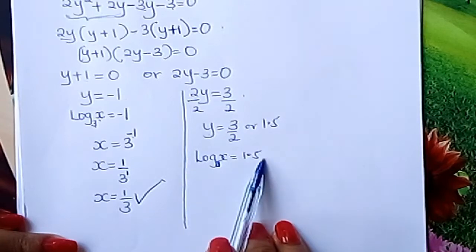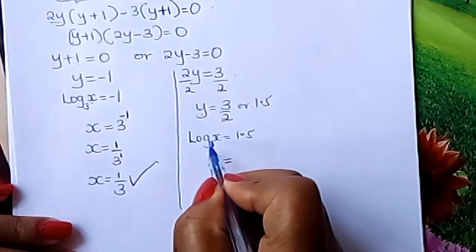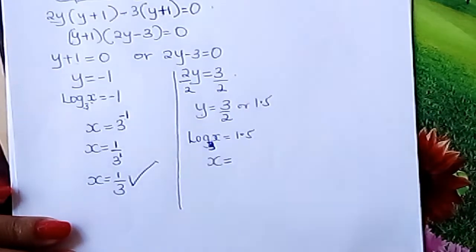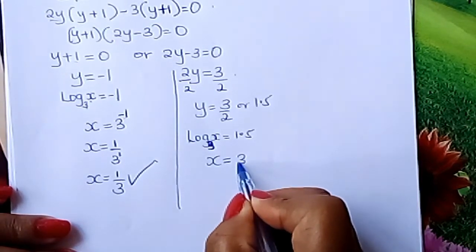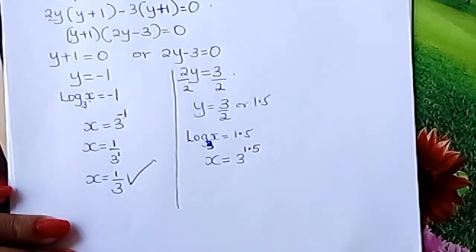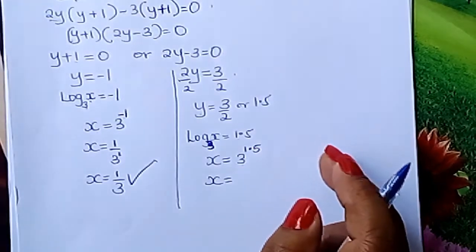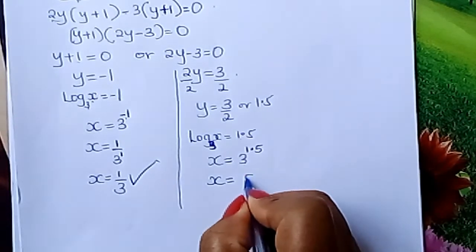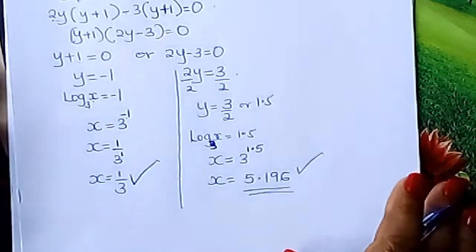Log of x to base 3 is equal to 1.5. So learner, what is x? The base is 3. I hope you can see this 3 here, learner. Let me make it a bit bigger. So what is our x? Our x, therefore, learner, is equal to 3, which is our base, raised to this power here, or the logarithm. And so, using a calculator, learner, 3 raised to 1.5 should give you 5.196. Good. So this is the other value of x.